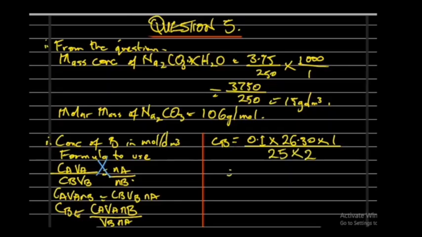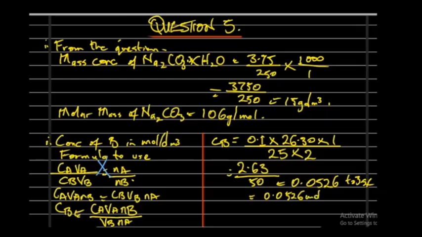So that is going to give us 2.63 divided by 50, which equals 0.0526. So three significant figures now, it is giving us 0.0526 moles per dm cube. So that is the answer to that question.